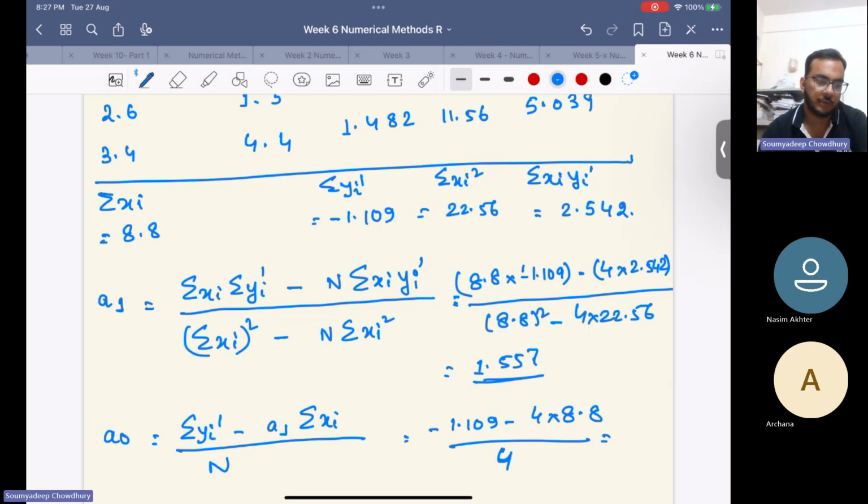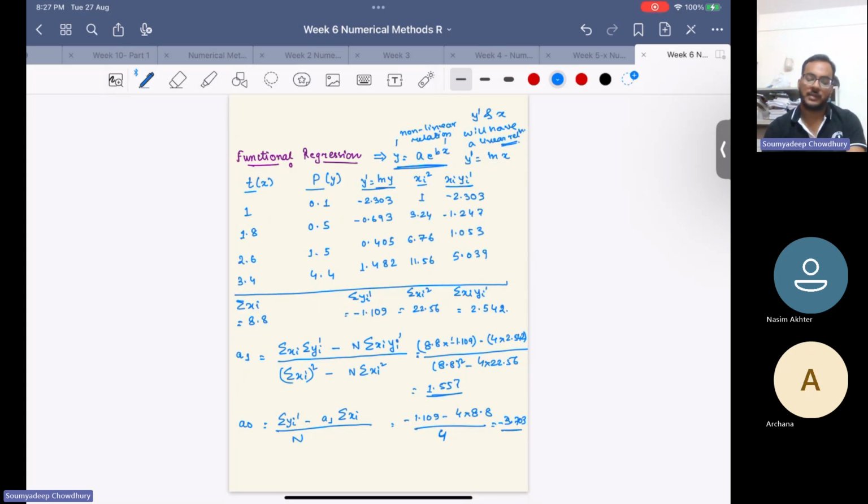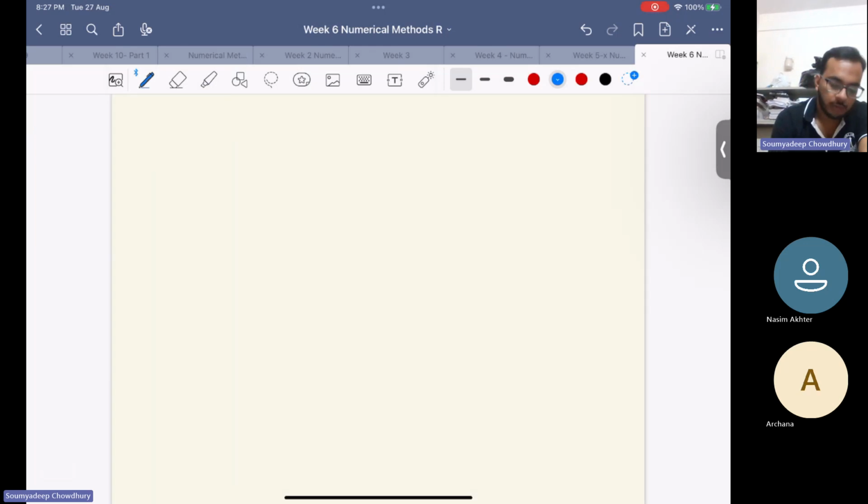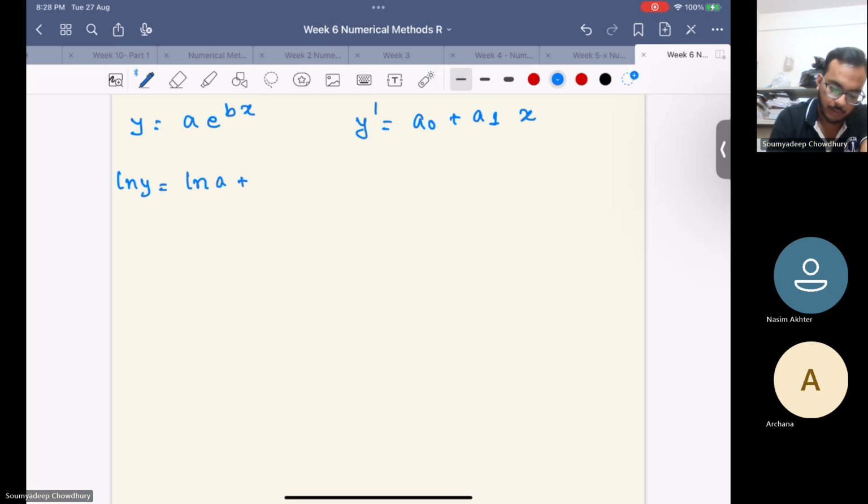If I calculate this, it will come around minus 3.703. So now this is the A1 and A naught, right? So what was my equation? This is not over yet. So my equation was y equal to a e to the power bx, and what we have obtained is y dash equal to a naught plus a1x, right? So how did we get this? It was ln a plus bx, right? So this was y dash equal to a naught plus a1x.